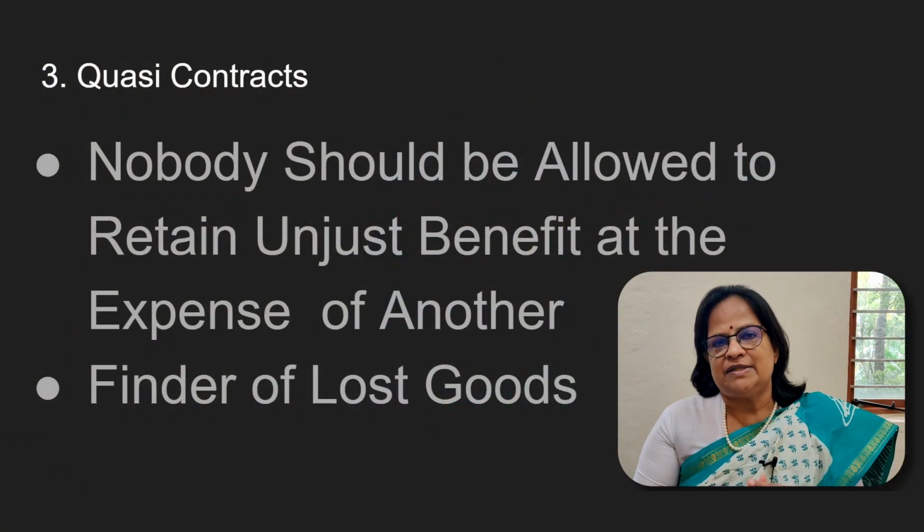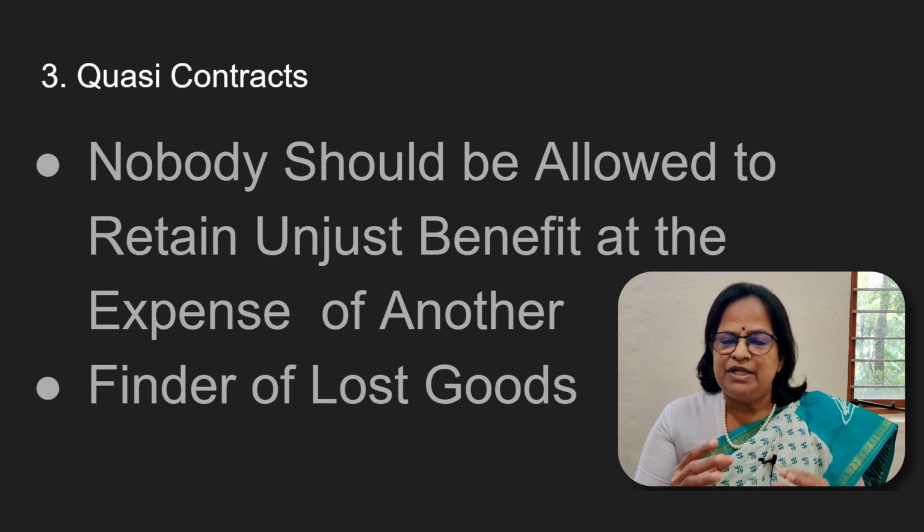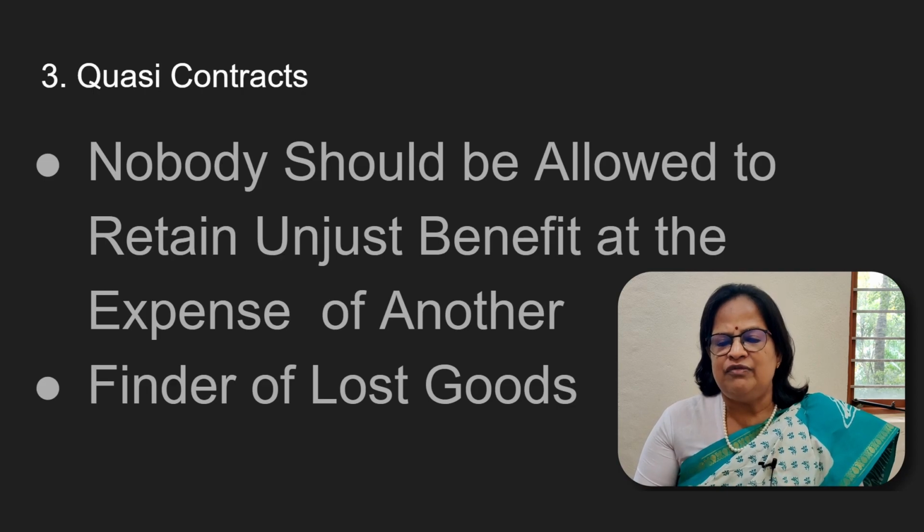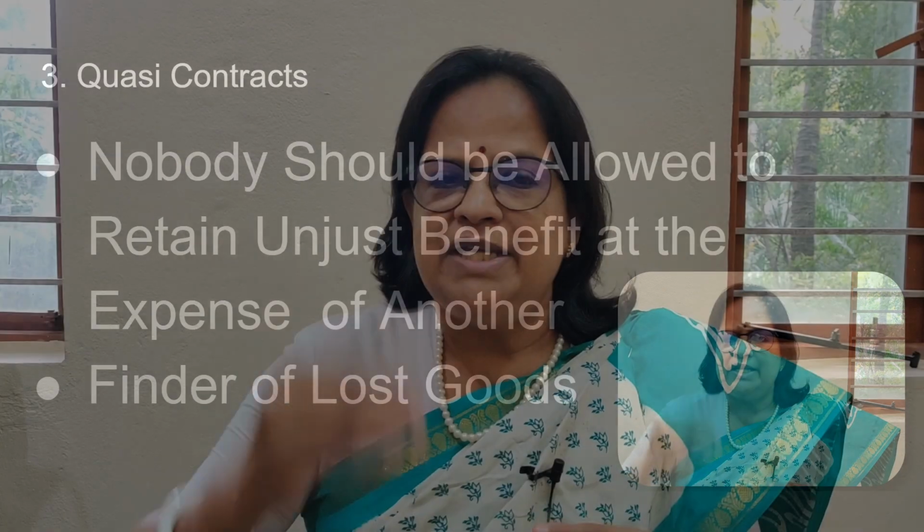Now quasi contracts. Quasi contracts mean the principle of quasi contract is that nobody should be allowed to retain unjust benefit at the expense of another. If you're getting a wallet or any valid document, passport or a wallet or anything like that, travel ticket, Aadhaar card or anything valuable belonging to another person, then it's your duty to find the owner or to give it to the authorities, maybe the police station. You can give that and they will trace the owner and they will give it back because it belongs to somebody else. We have no right to keep that.